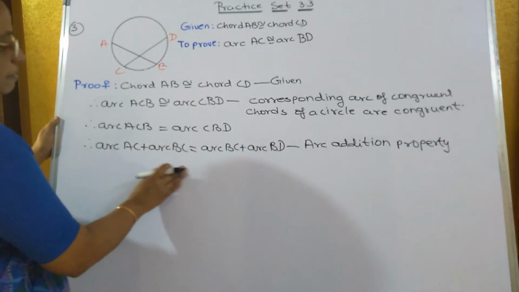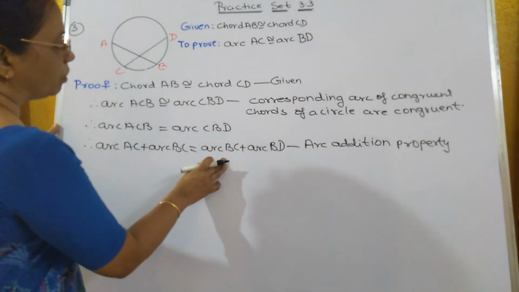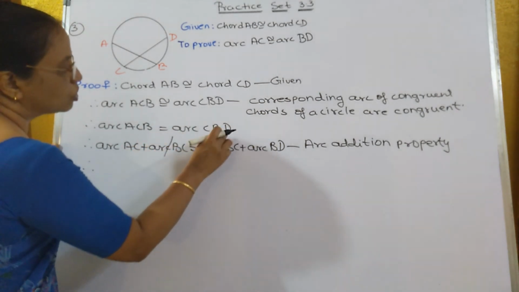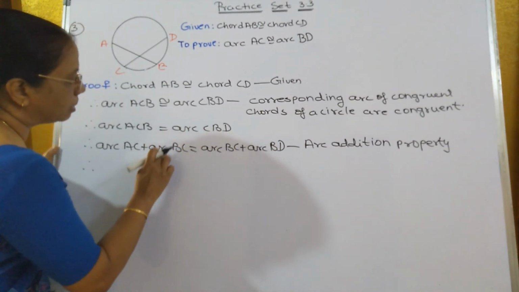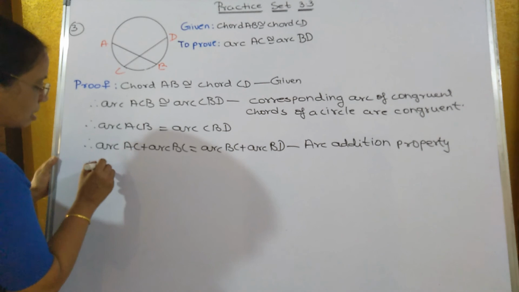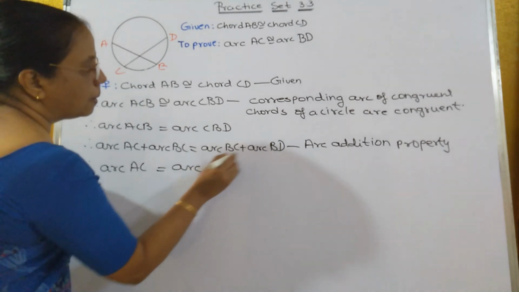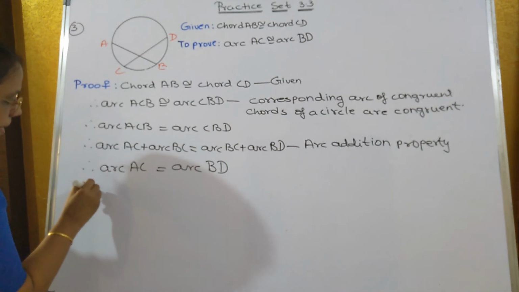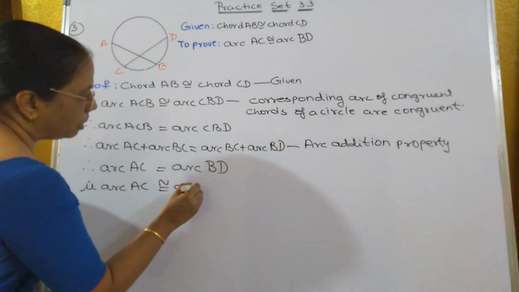Now if you see on the left hand side also arc BC is there, on the right hand side also arc BC is there. Both will get cancelled, and what will be left over here? You don't have to show the cancelling. It is understood that they both will get cancelled. So arc BC and BC will get eliminated, and what is left? Arc AC is equal to arc BD. So that's what we had to prove. Arc AC is congruent to arc BD.